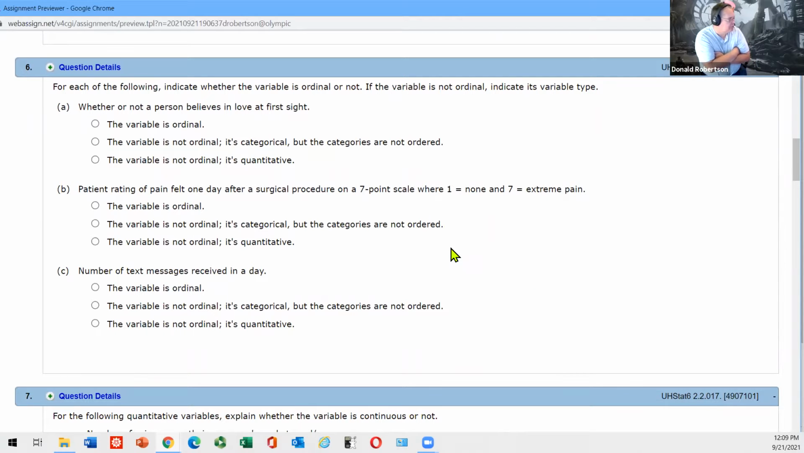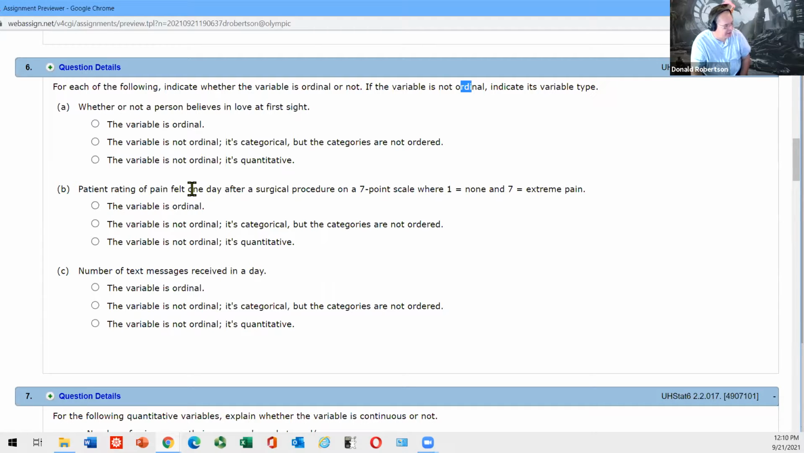Okay, do I want to do this one? Yeah, let's do one of them. For each of the following, indicate whether it's ordinal or not. If the variable is not ordinal, then indicate what it is. Okay, so we could have phrased that clearer, but never mind.